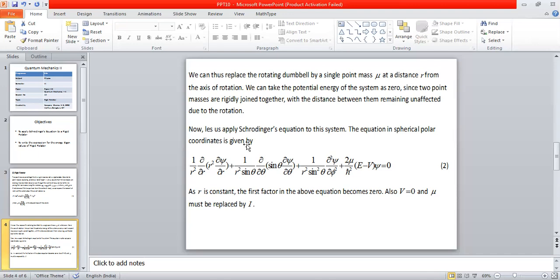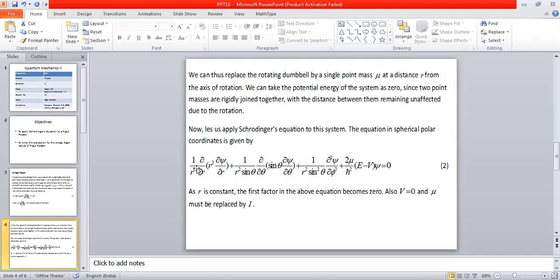Again, because of the spherical symmetry that the system possesses, we write the Schrodinger equation in terms of spherical polar coordinates, just like the previous case, the hydrogen atom. Even here, with respect to the axis of rotation, the rigid rotator possesses spherical symmetry. Therefore, we need not write the Schrodinger equation in Cartesian coordinates. We can follow the same thing that we did for the hydrogen atom. This is the same old equation that we used in the case of the hydrogen atom.